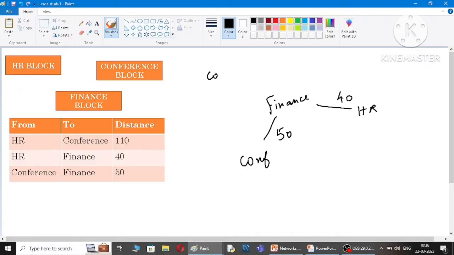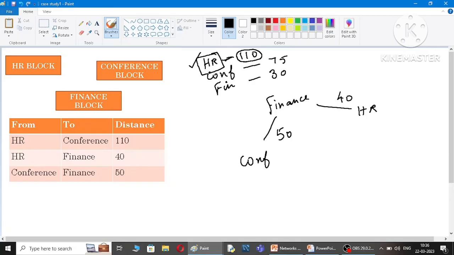The number of computers in conference block is 75. Number of computers in finance block 30. Number of computers in HR block is 110. Some numbers will be given like this, and choose the block with the highest number of computers. Where is the highest number of computers? In HR block. So the server should be placed in the HR block.